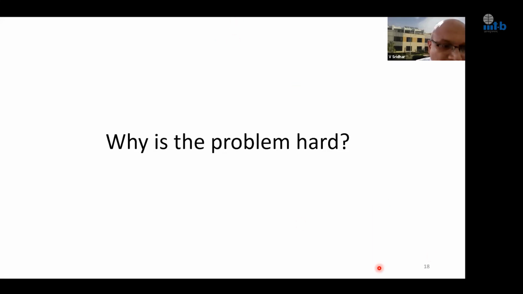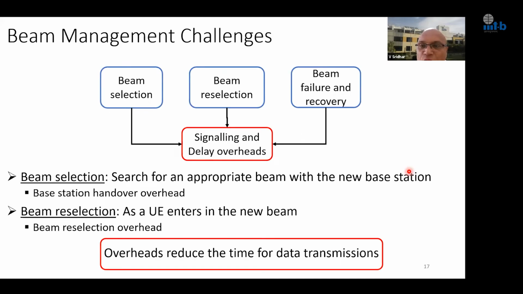Yeah, sure, please. So this beam selection, is it relevant only with the millimeter wave band like 26, 28 gigahertz or above, or does it hold good for lower frequency bands, for example 600, 700, 800, and so on?